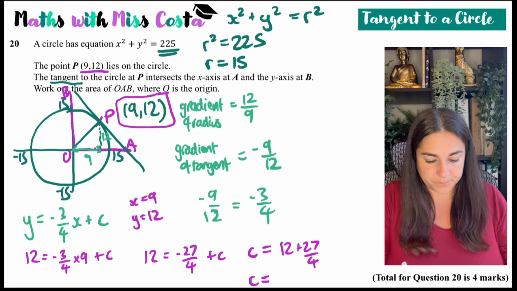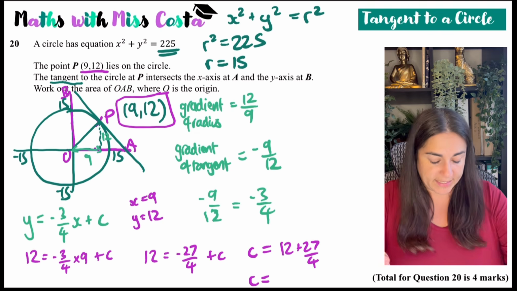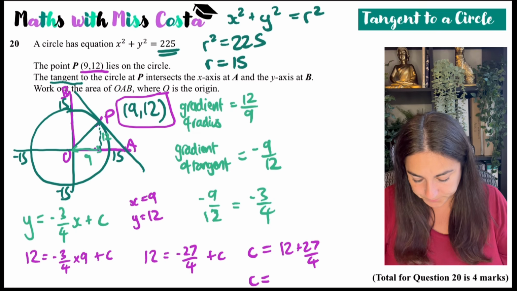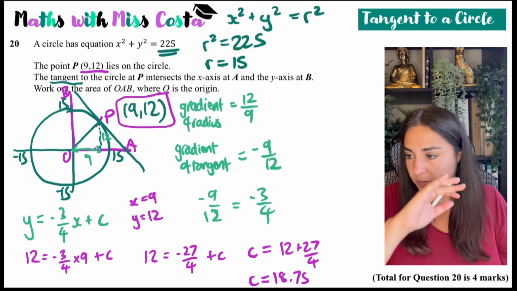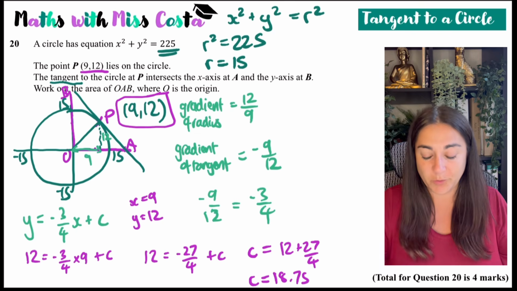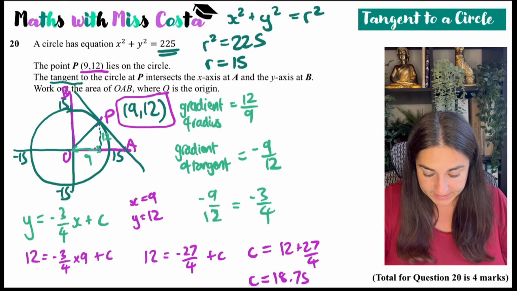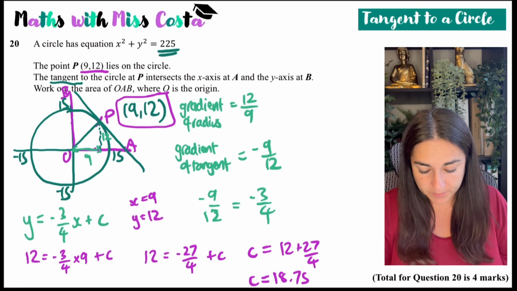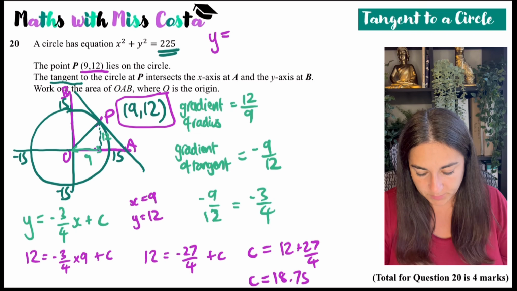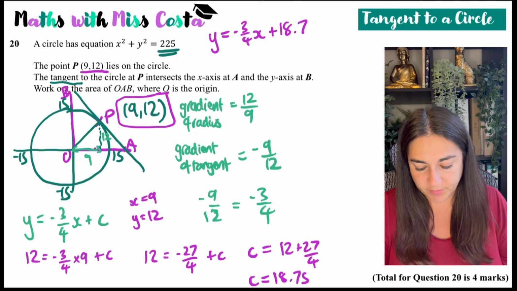And I get 75 over 4, which is 18.75. So the equation of my tangent, we can write it up here, is y equals -3/4 x plus 18.75.